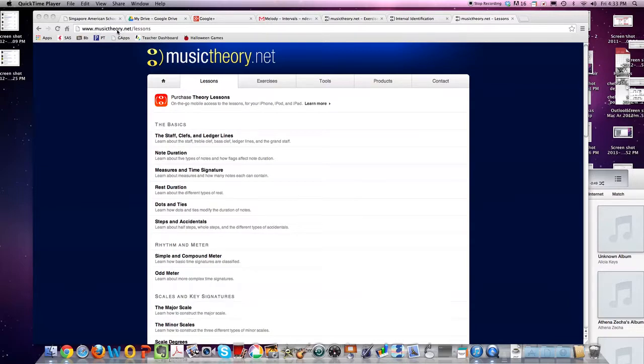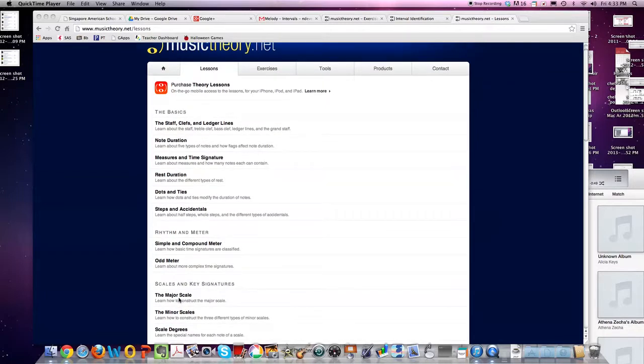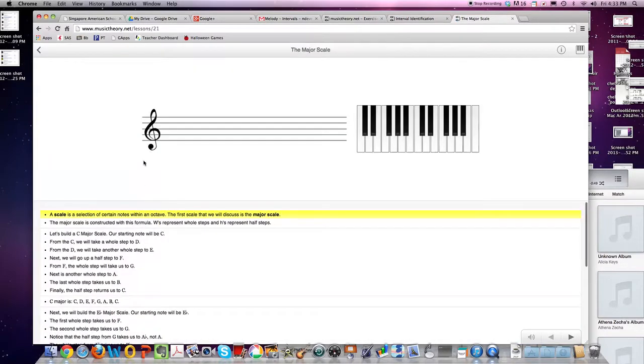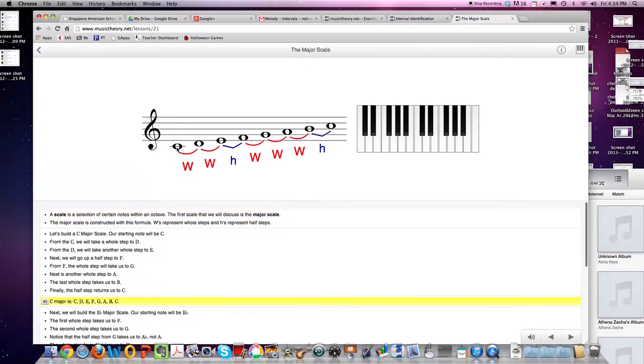So you just go to musictheory.net and you go into lessons. I'm going to start with the major scale because that's what we have been working with. This is the C major scale right here. So depending on what you use, do, re, mi, fa, sol, la, ti, do, or 1, 2, 3, 4, 5, 6, 7, 8, or C, D, E, F, G, A, B, C, right? Either way, it's the C major scale.